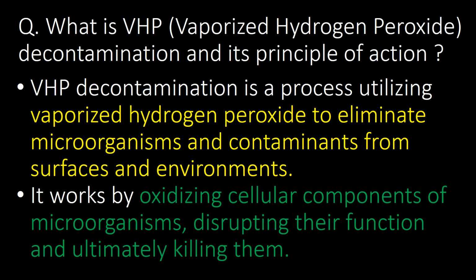Welcome. First question, what is VHP, that is vaporized hydrogen peroxide decontamination, and its principle of action? VHP decontamination is a process utilizing vaporized hydrogen peroxide to eliminate microorganisms and contaminants from surfaces and environments. It works by oxidizing cellular components of microorganisms, disrupting their function and ultimately killing them.